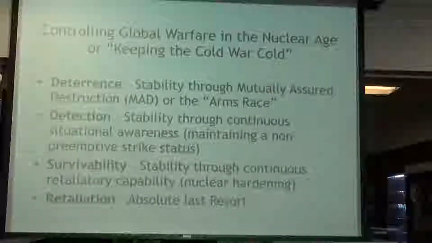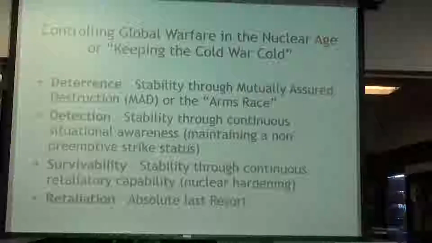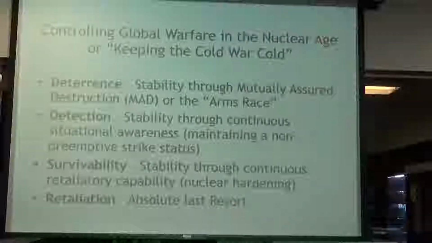Nuclear hardening, that was my job here. Although I couldn't say we were fighting the Cold War much, we were meeting the specifications that the government could use to fight the Cold War. That's really what I was told to always say. And then retaliation, the absolute last resort.